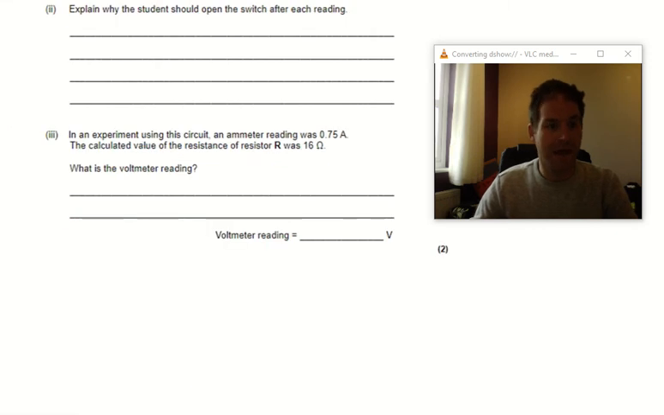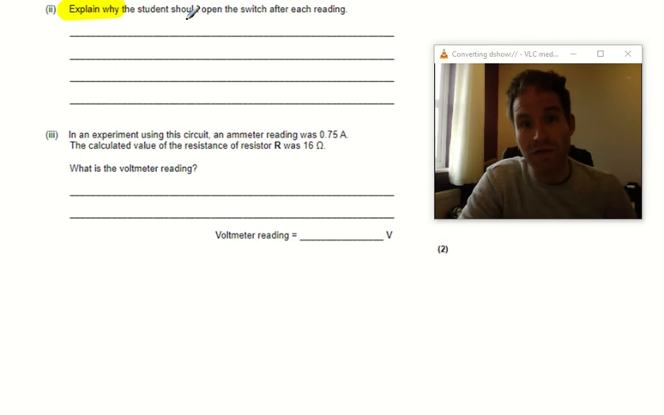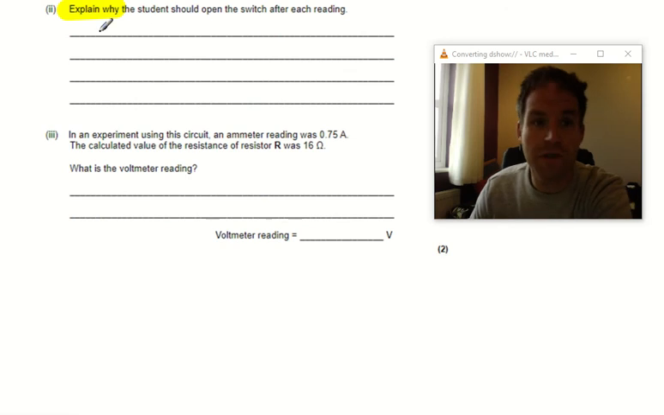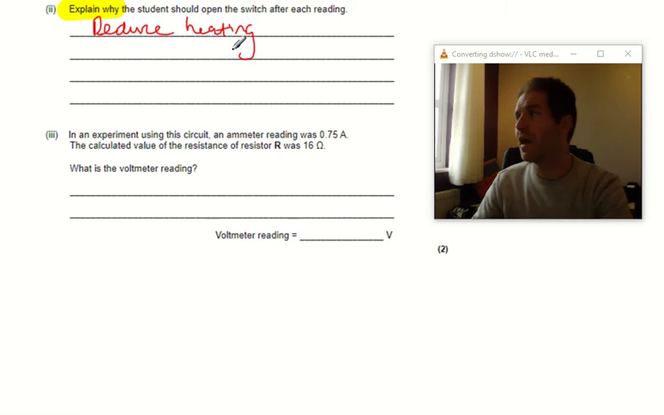Next question. Explain why the student should open the switch after each reading. Okay, so why should he? Now this takes us back to our understanding from our resistance of a wire practical, where we had to turn off the power supply between each reading. Or we could use a switch and turn off the switch. We turn off the switch to reduce heating.